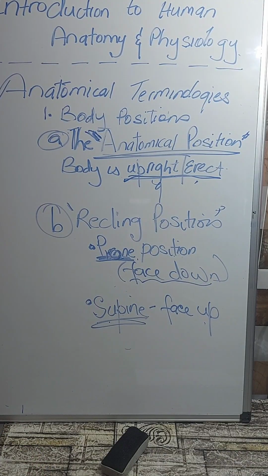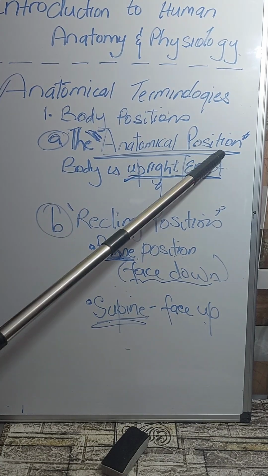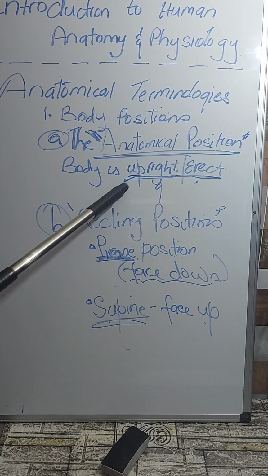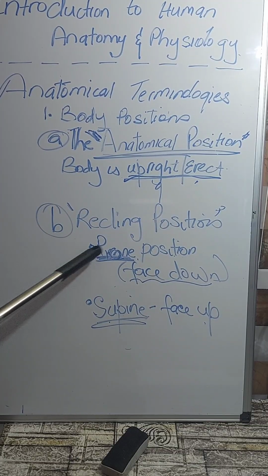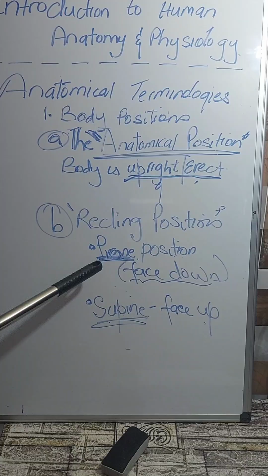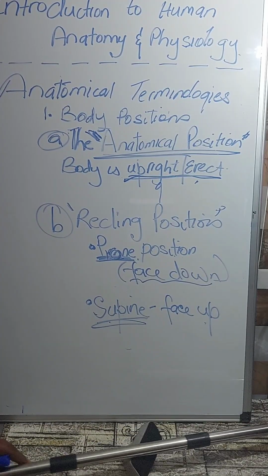So body position is one of the terminologies that you'll be hearing. When they're talking about body positions, they're talking about how you will view a body. The body can be in the anatomical position, where the body is upright and erect. Or they might be referring to a body that is reclining, and they're talking about prone and supine. So let's read a bit.